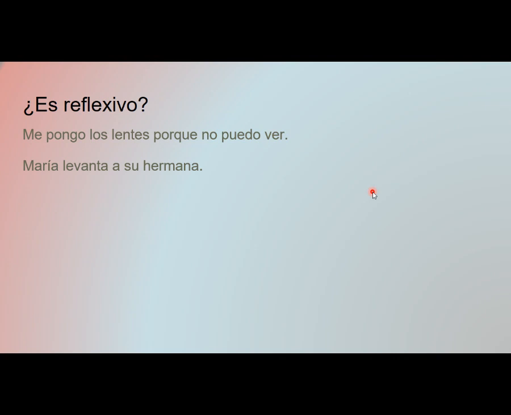María levanta a su hermana. ¿Es reflexivo? No. Hopefully you are able to point out that this verb, levanta, is conjugated to fit Maria, but there's no reflexive pronoun. Notice that there's no reflexive pronoun, and the person that is receiving the action is su hermana, her sister. So Maria wakes her sister, or gets her sister up.